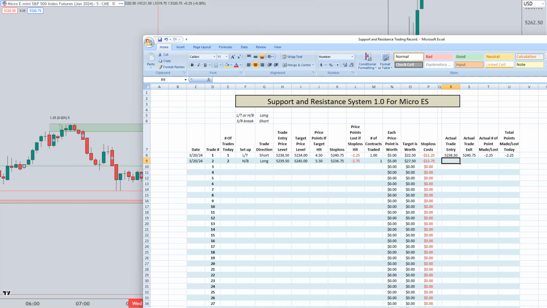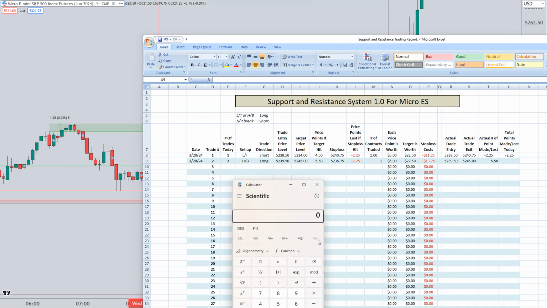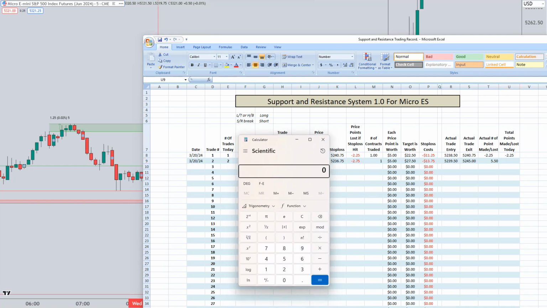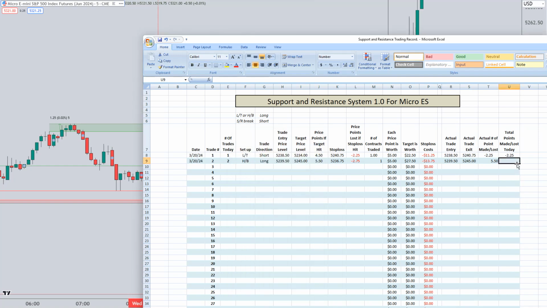Our entry, 52.3950. The actual trade exit was the target of 52.45. So we made 5.5 points. So that means that we have, I am having trouble thinking today. I shouldn't have to do this, right? 5.5 minus 2.25 equals 3.25 point profit for the day.